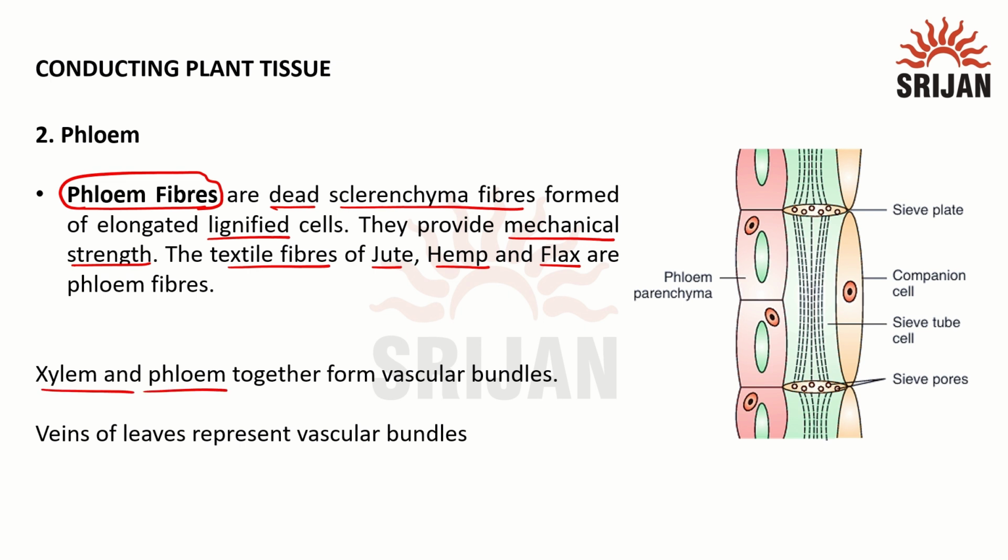Now xylem and phloem together form the vascular tissue or the vascular bundle, and we can see them in the form of veins or the lines which are present in the leaves.